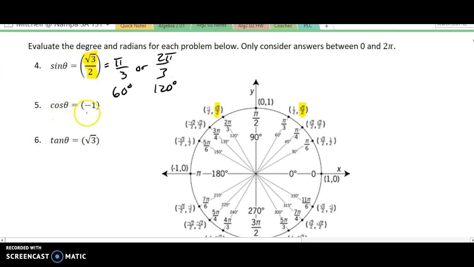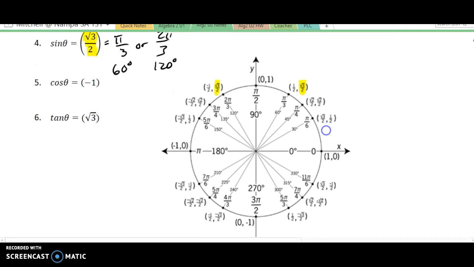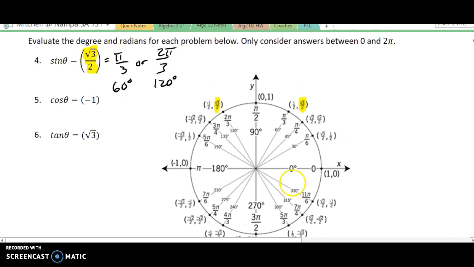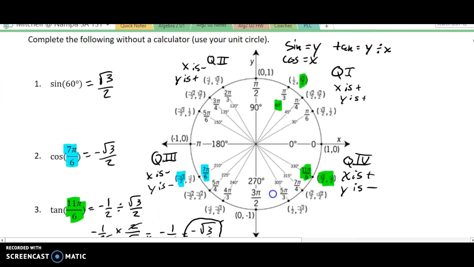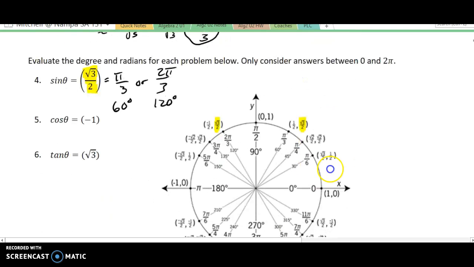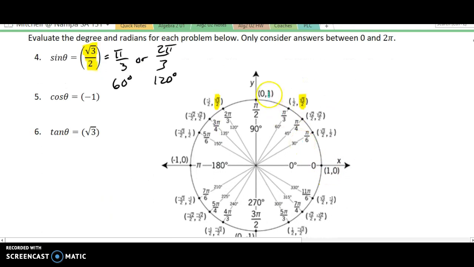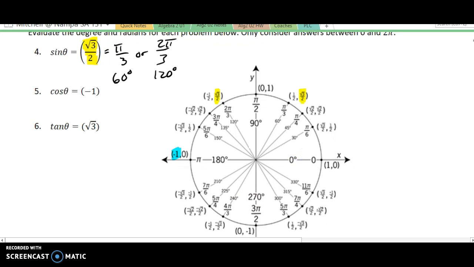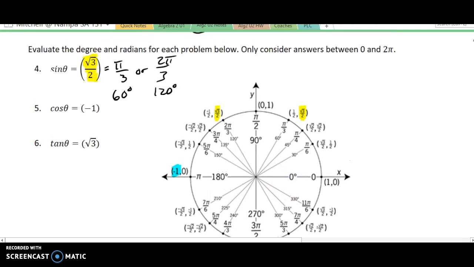Now we do the cosine of theta equals -1. If we don't know, we've got to go back to our notes. Cosine is x. Okay? So we've got to find the x value of -1. There it is. We only have one. So that means we have pi, or 180 degrees. Not too hard.